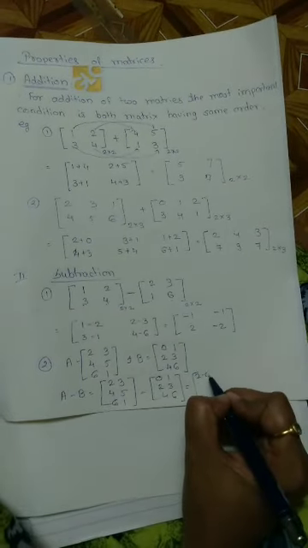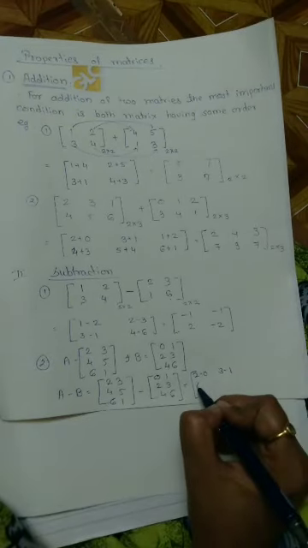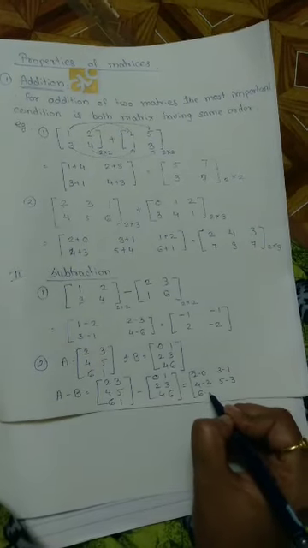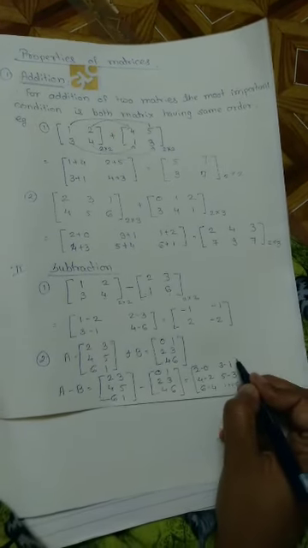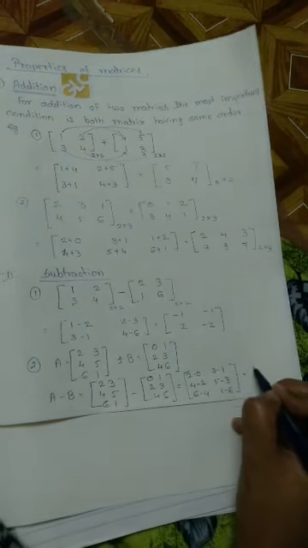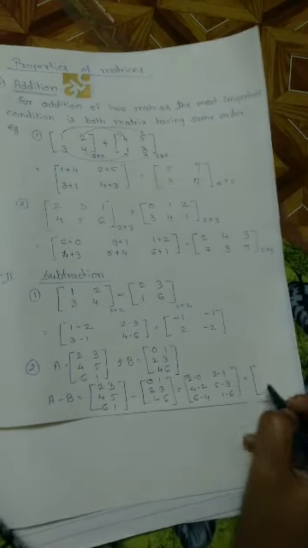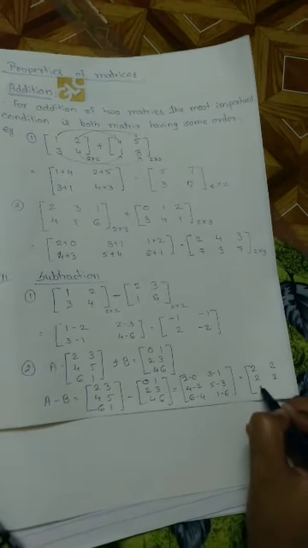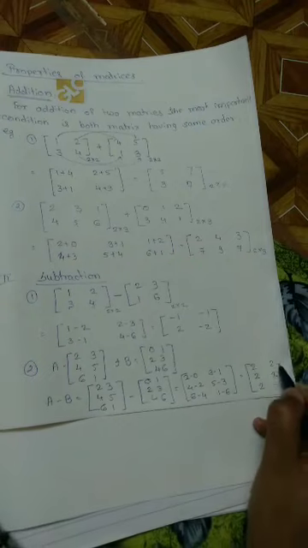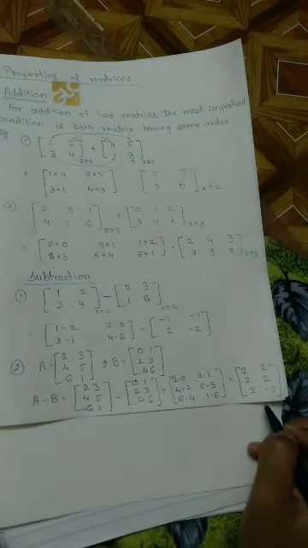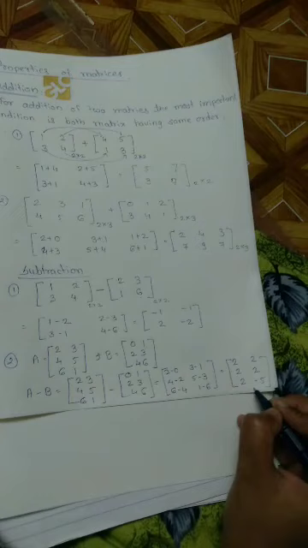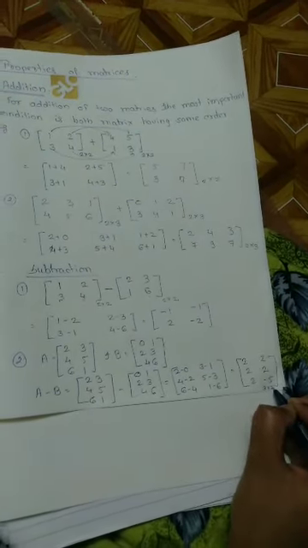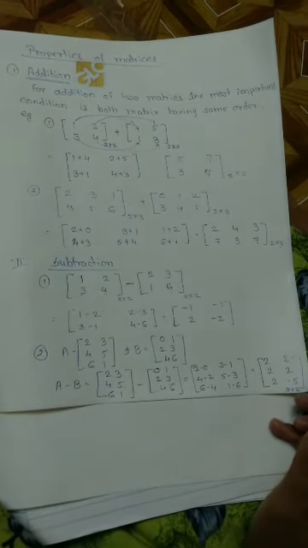So this will be 2 minus 0, 3 minus 1, 4 minus 2, 5 minus 3, 6 minus 4 and 1 minus 6. So our answer is, now do the subtraction. So this will be 2, 2, 2, 2, 2 and minus 5. So this is also a 3 by 2 matrix. So this contains 3 rows and 2 columns. So this is the method of subtraction.